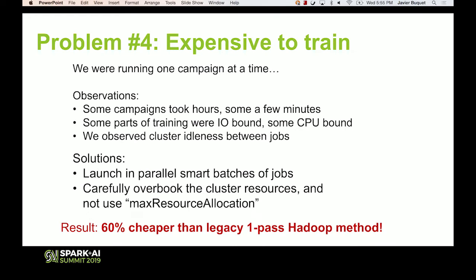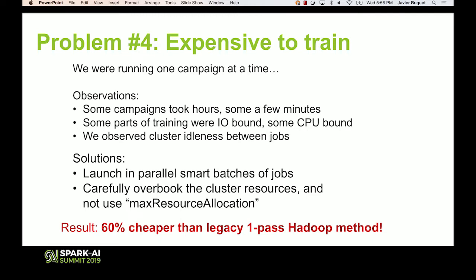The fourth problem we found was that after we did all of this and managed to get Spark to work, it was expensive to train, and we were running one campaign at a time. We observed that some campaigns actually took hours, some a few minutes. Some of the training was I/O bound, some was CPU bound. We observed cluster idleness between jobs.